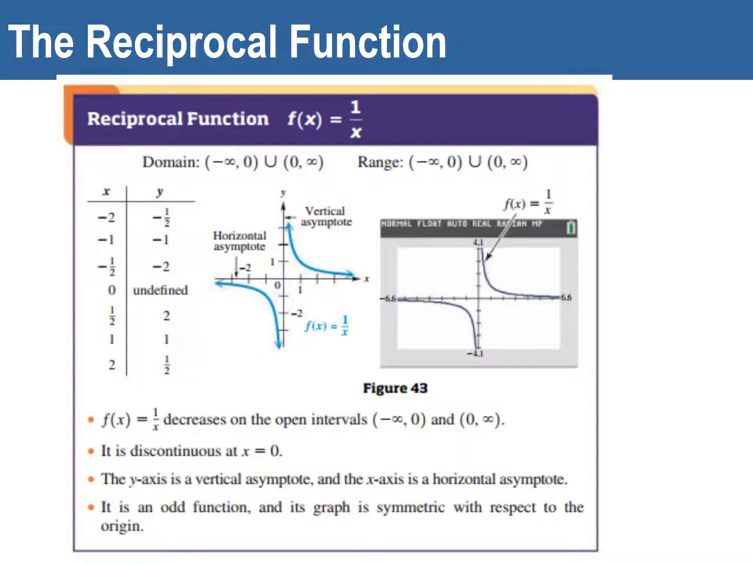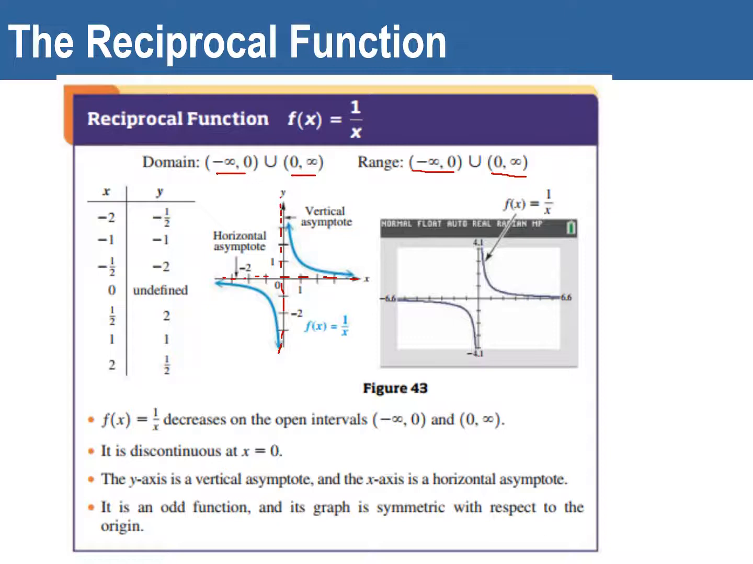The domain is from negative infinity to 0, union 0 to infinity. And the range is also from negative infinity to 0 and 0 to infinity. It has a vertical asymptote at x equals 0 and a horizontal asymptote at y equals 0.